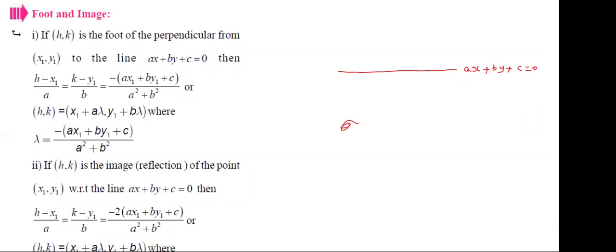Now take a point. Here I am taking the point P, x1 comma y1. Now draw the perpendicular line. This is point Q. Q is h comma k. H comma k is the foot of the perpendicular from point P to the line.